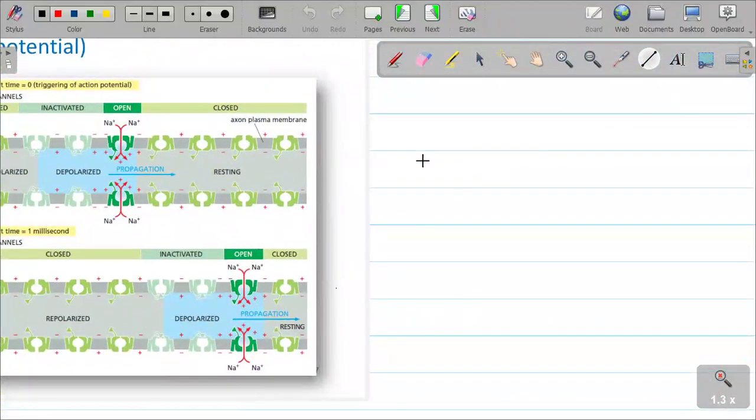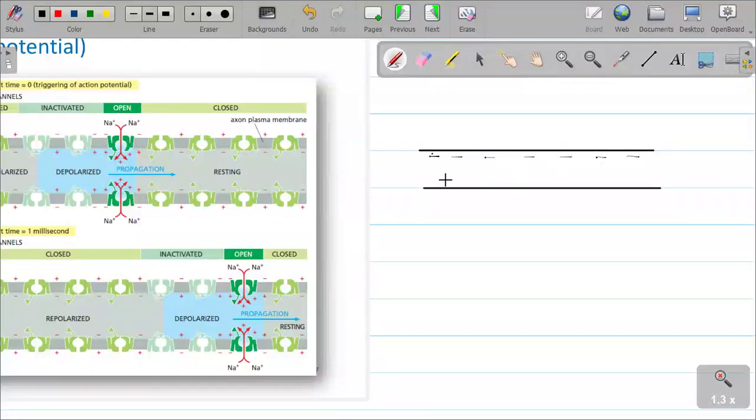When you go with the transmission of impulse, this is called the axon. The axon will be completely negatively charged. The inner core is completely negatively charged, and the outer area is completely positively charged, which is given over here. This condition is called polarized.